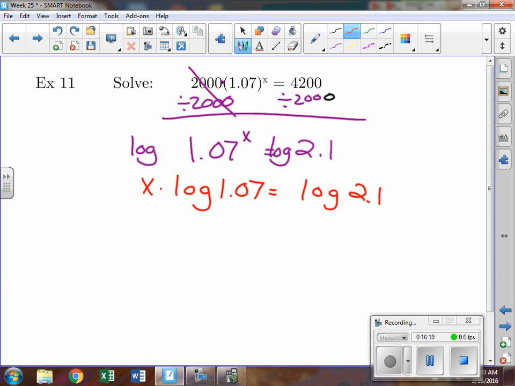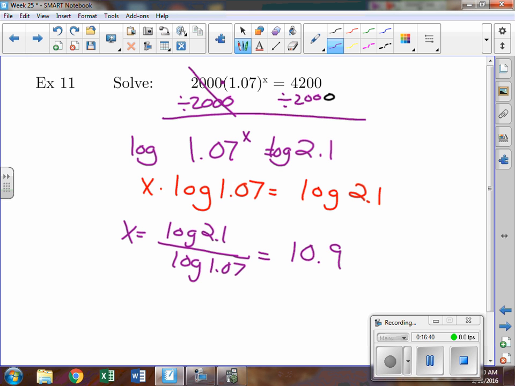To finish it off, we'll simply divide. x is equal to the logarithm of 2.1 divided by the logarithm of 1.07. And we'll now enter that into our calculators. 10.9 is what you're giving me, Alex?